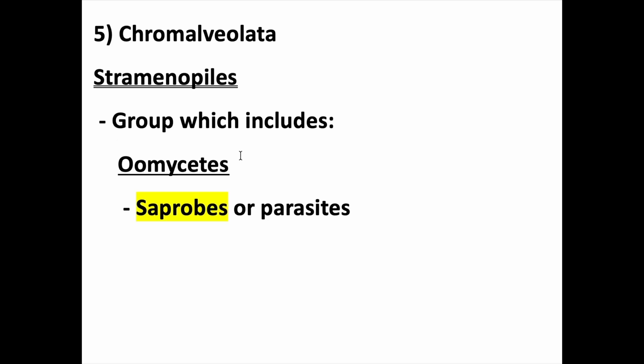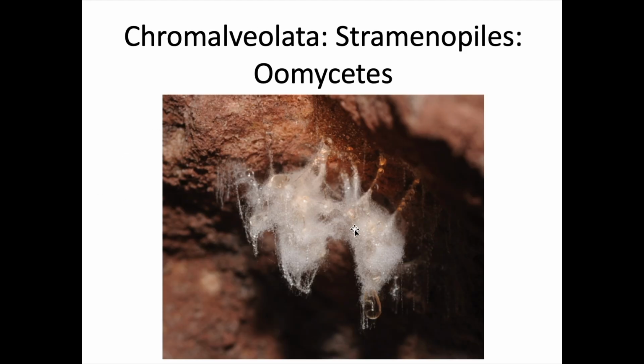oomycetes. So oomycetes are saprobes or parasites. New word alert. So what is a saprobe? Well, a saprobe is this. The textbook assures me that there's an insect underneath all of this horrible white stuff. A dead insect, I should say.